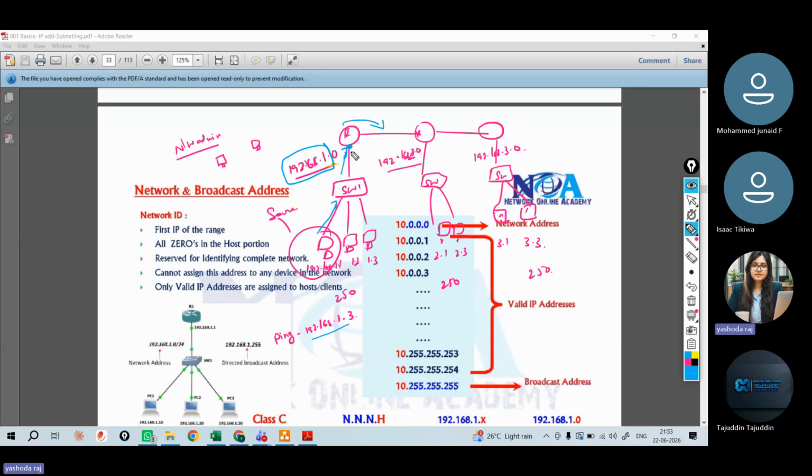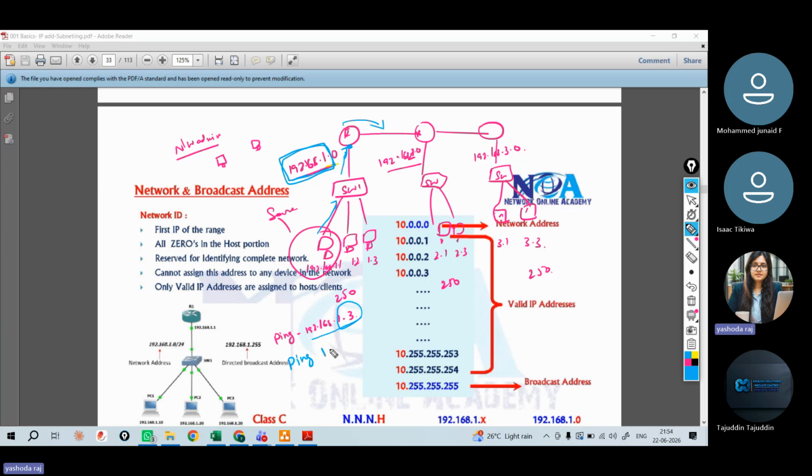Now when the packet arrives at this router point, it will check the first 3 octets. Does 192.168.1.0, or rather 1.3, belong to the same network or a different network? Same network. Now what will the router do? The router will deliver this packet to this network itself.